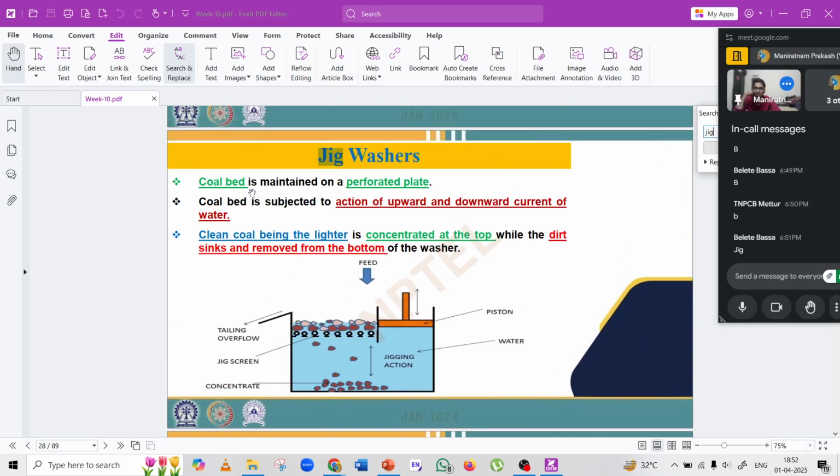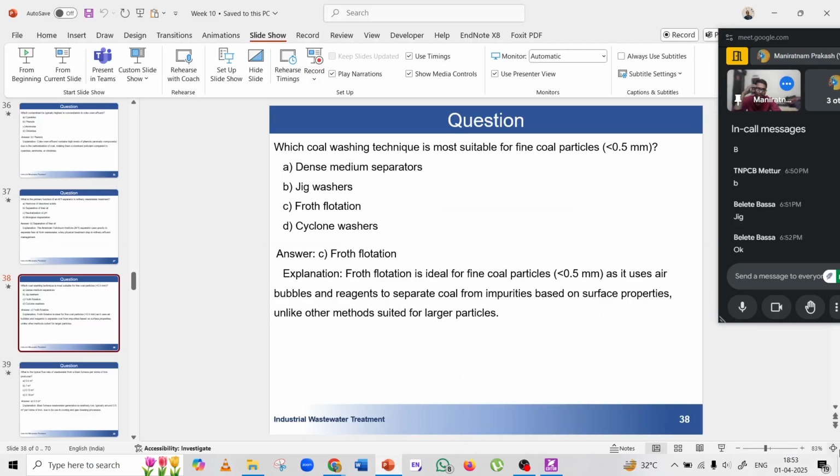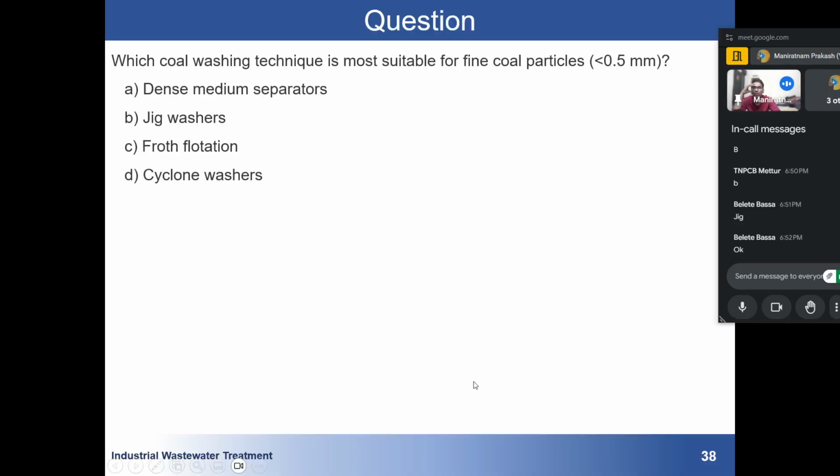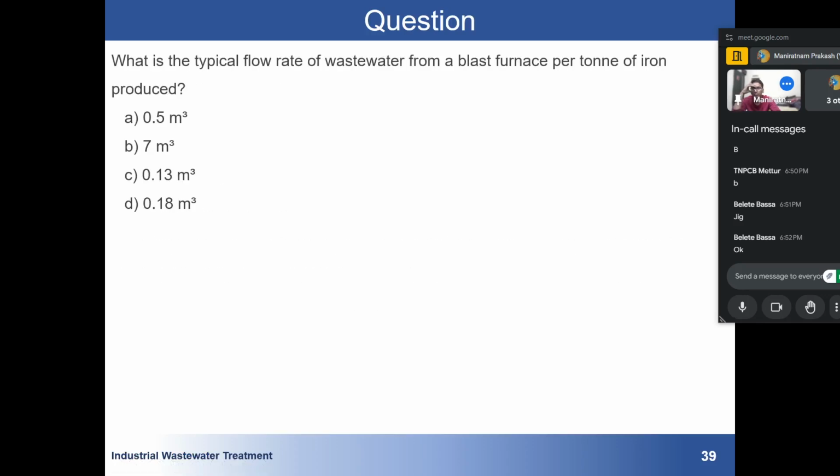Okay, a coal bed is maintained, and an upward current of water is added, and the clean coal, being lighter, is concentrated on the top, while the dirt sinks and is removed from the bottom of the washer. Okay, so C is the correct answer.